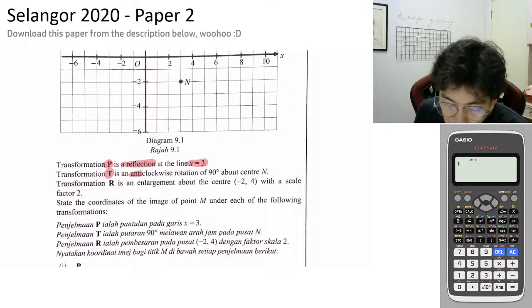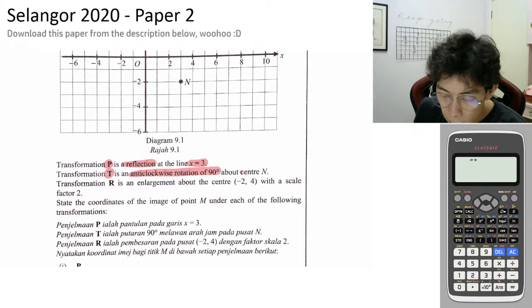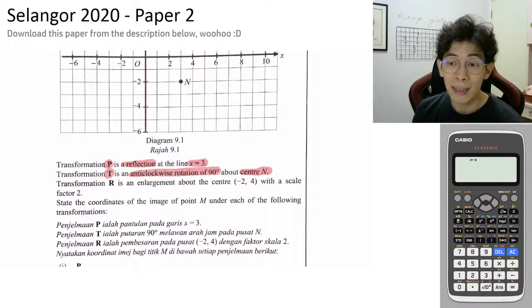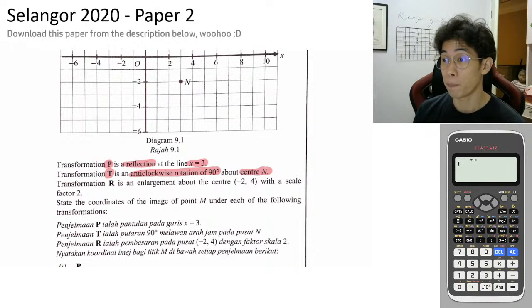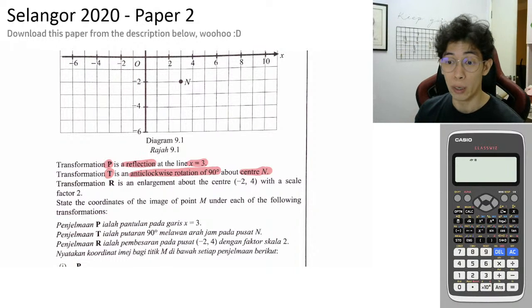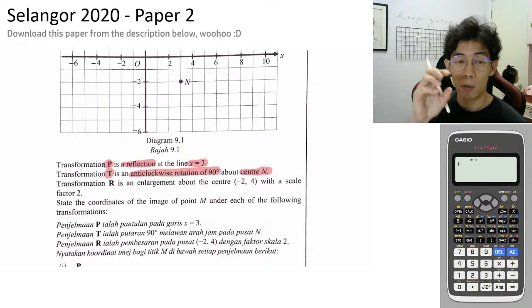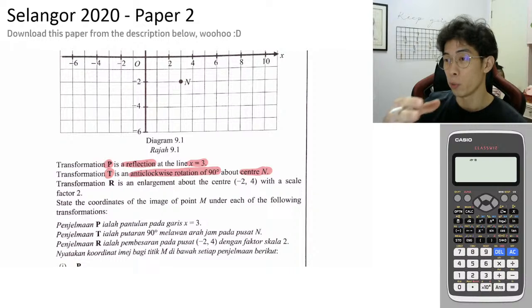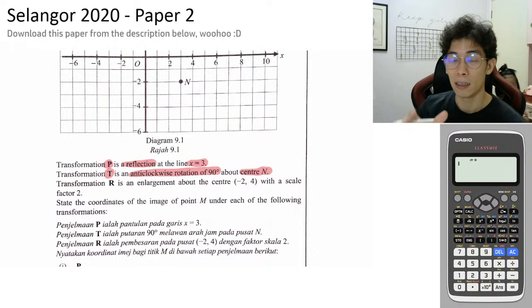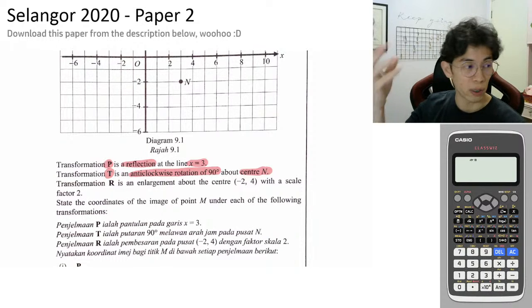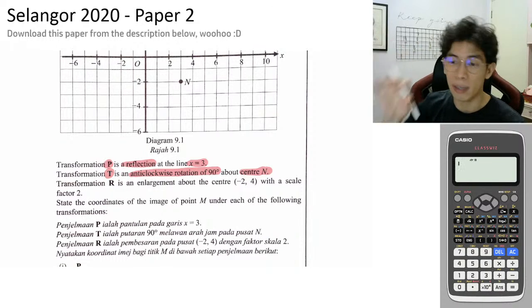Transformation T, anti-clockwise rotation 90 degree about center N. Everyone, the center, right? Later when I do it, I'll do it straight away. So in case you get stuck, you can refer to some rotation videos in my YouTube. You can type rotation Liang J.